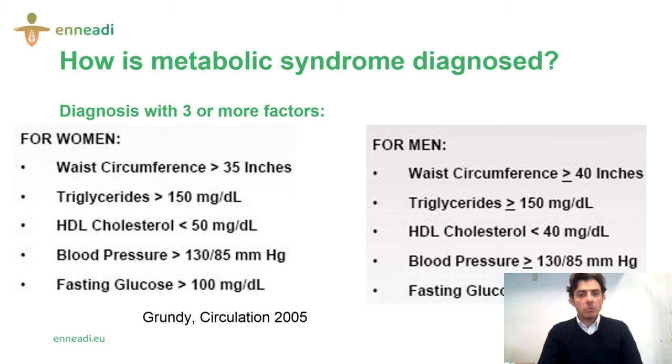To diagnose metabolic syndrome is quite easy. It is diagnosed when at least three of these factors are present at the same time: high waist circumference, high blood triglycerides, low HDL cholesterol, high blood pressure, or high fasting glycemia.